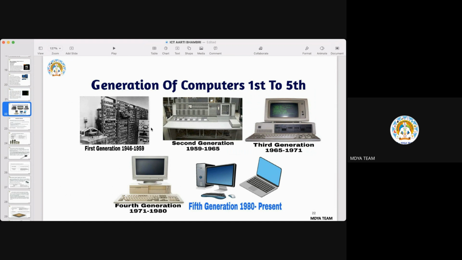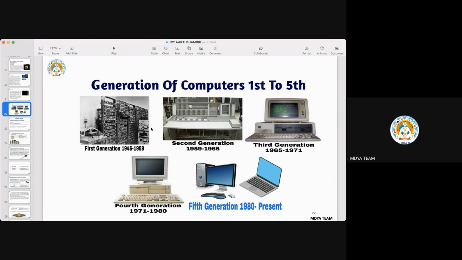Now the generation of computers. Now we have 5 generations of computers, first to fifth. It is divided as per how the evolution was done, or how the inventions made this machine faster and enhanced its capabilities to handle and process the data. So accordingly they are divided. The first generation computers are from 1946 to 1959.